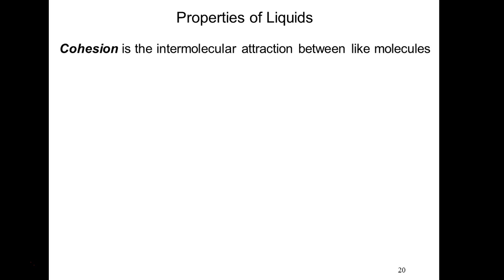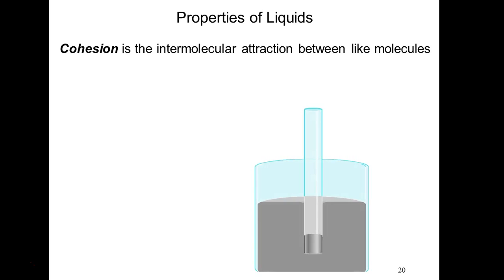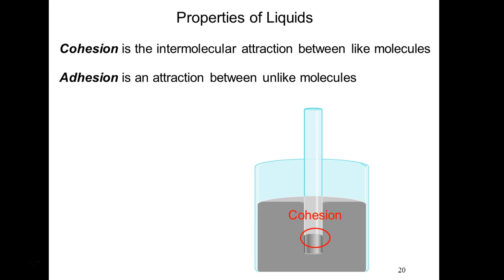Other properties of liquids that are related to intermolecular force are cohesion and adhesion. Cohesion is the tendency for molecules to attract and bond to each other. You can see that in this capillary tube, nothing's moving up the tube because cohesion between this liquid is stronger than the adhesion to the capillary tube. So the cohesion is winning out in this example. They're more attracted to each other, so they do not want to go up a capillary tube.